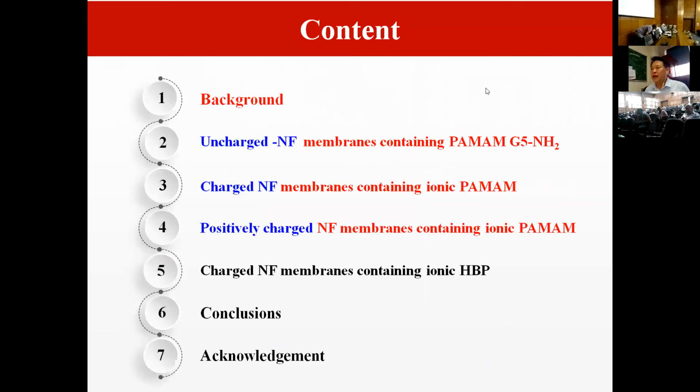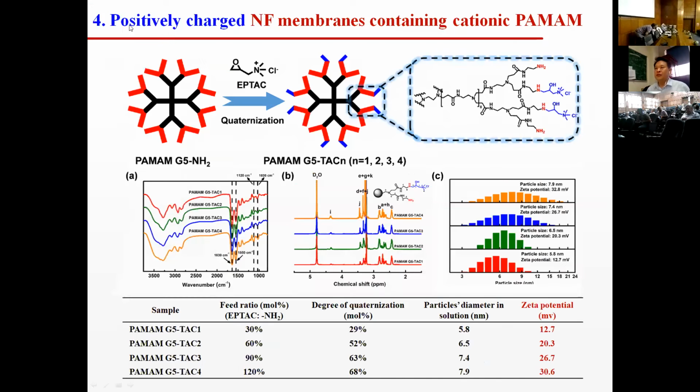However, we select the positively charged nanofiltration membrane and investigate the salt separation property in detail. So this is the potential of the positively charged membranes. This membrane should be in a very highly positive charged state.